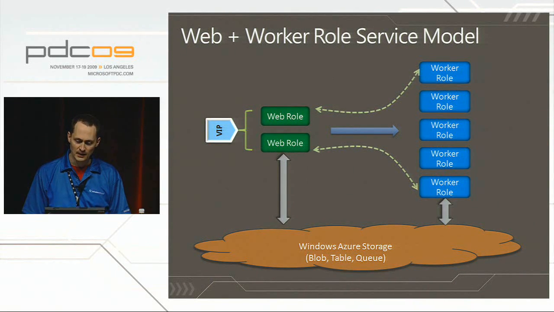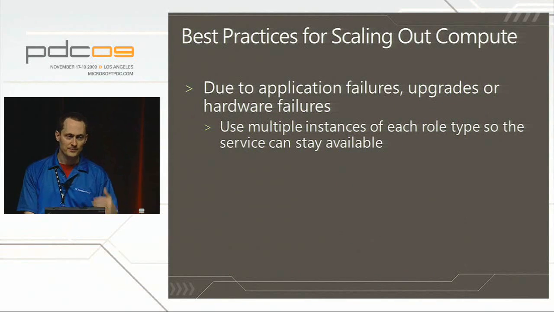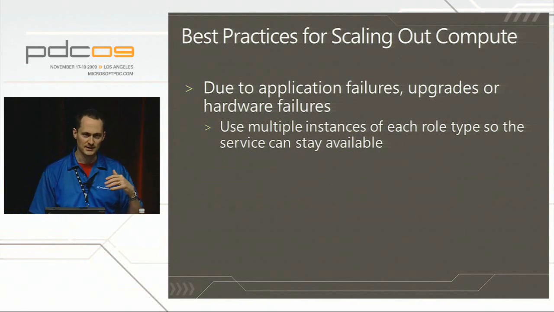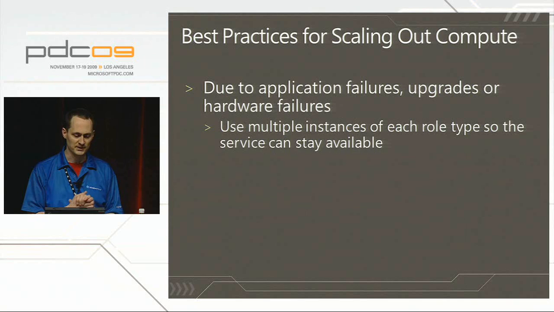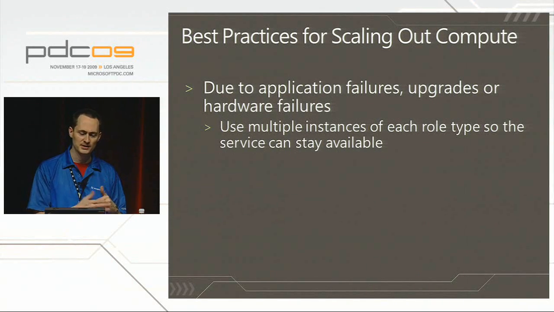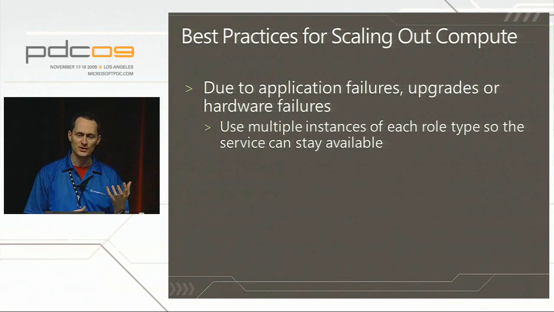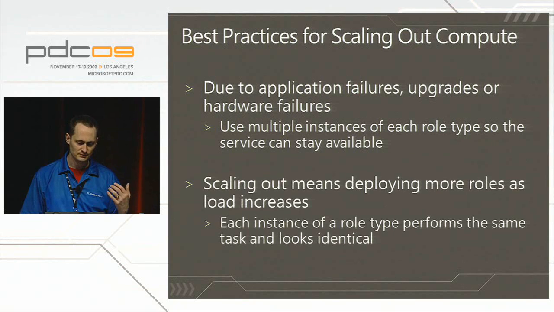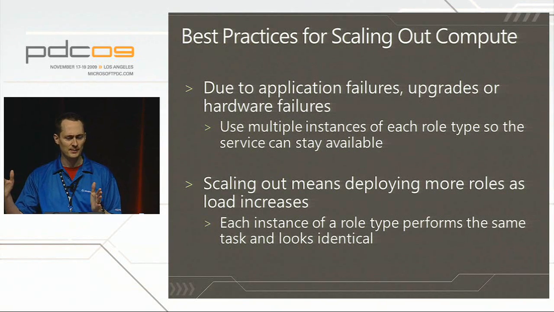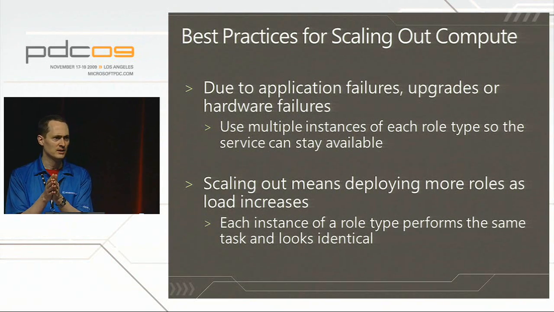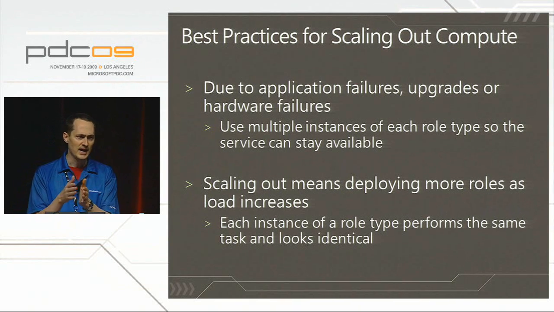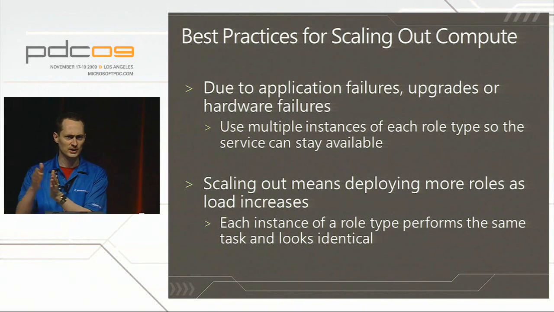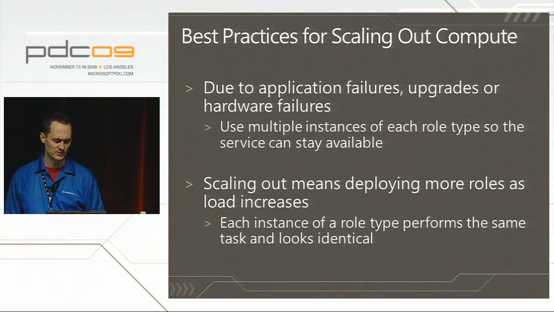Just to reiterate those 2 best practices, even though they're fairly obvious, they're very important. Due to application failures, upgrades, and hardware failures, you want to make sure you have multiple instances of each type of role running so the service can stay available. And as you scale out your application, you want your roles to be very identical and to perform the same functionality, so you can cookie cutter them out and scale them up and down as you need to.